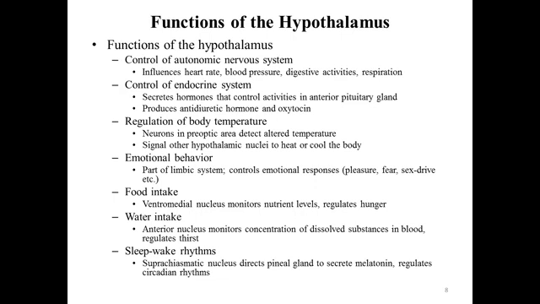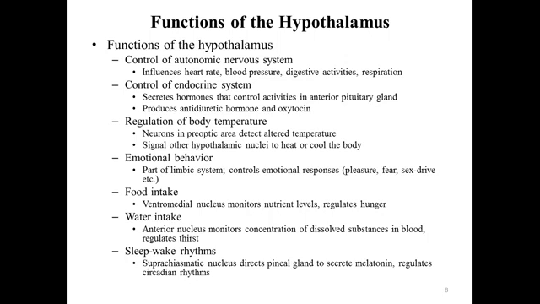These functions include control of the autonomic nervous system, which regulates heart rate, blood pressure, respiration, and digestive activities. Control of the endocrine system via hormones that control the anterior pituitary gland and the production of antidiuretic hormone and oxytocin released by the posterior pituitary gland.